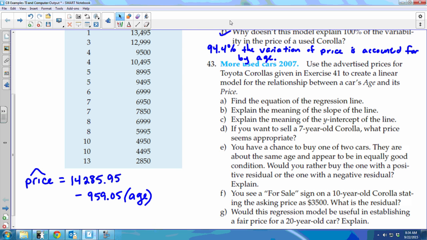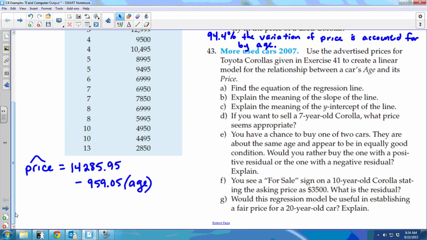All right, part B, explain the meaning of the slope of the line. So we talked about this a few days ago. We're going to interpret the slope. What do you need to say?